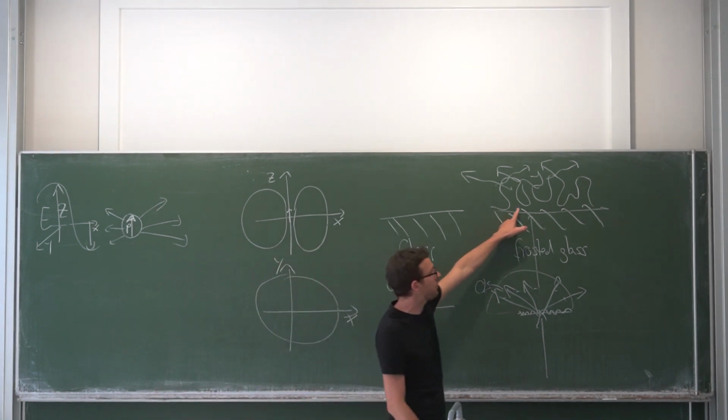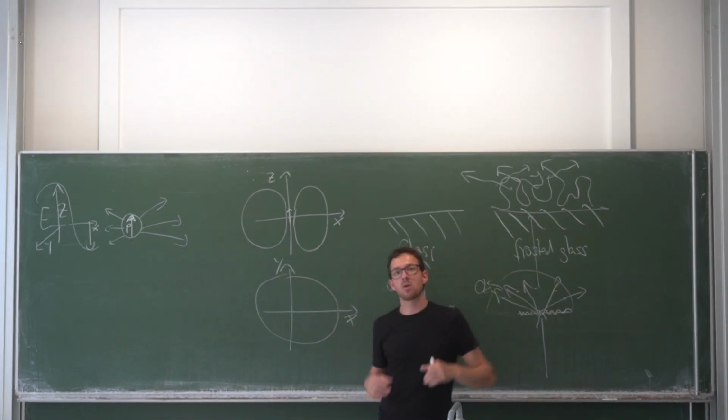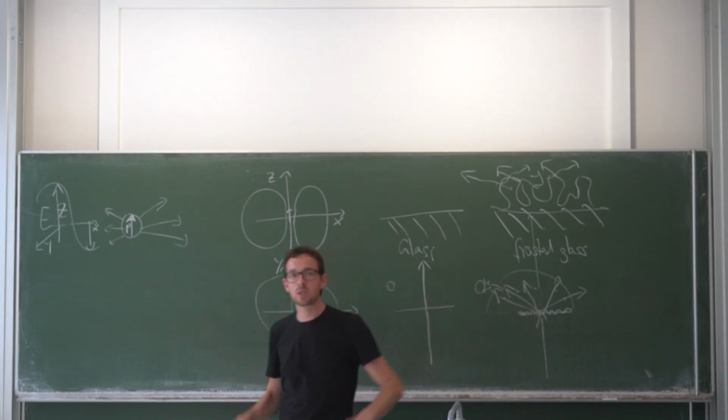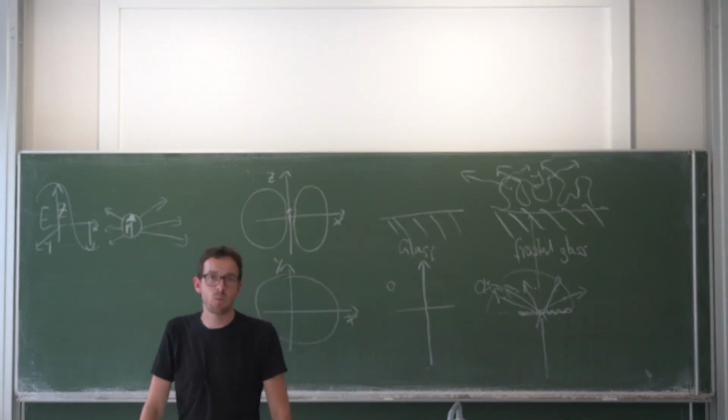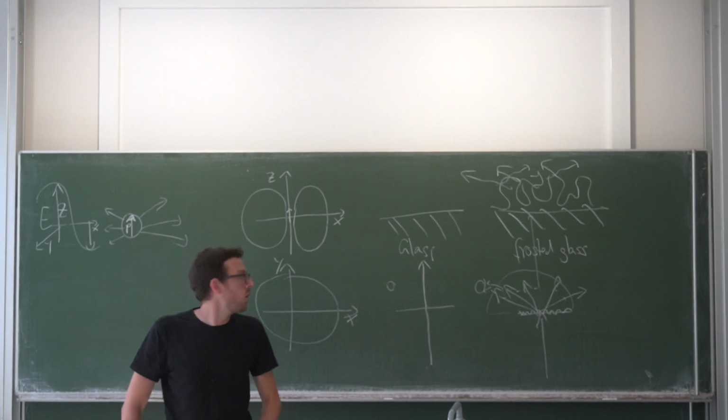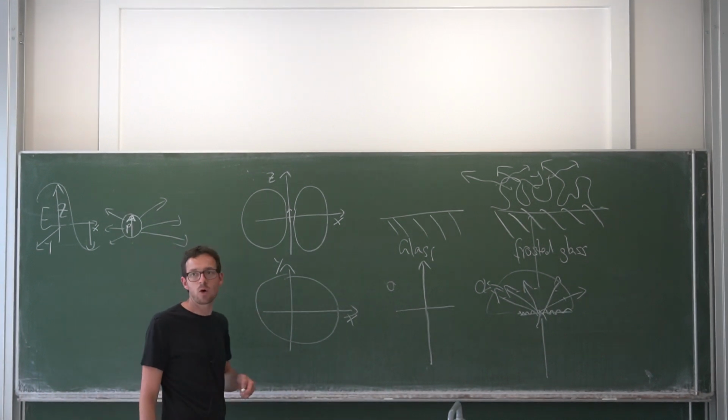It makes a rough surface so that the light that comes out of the light bulb is uniformly distributed in space, and that makes it much more pleasant to look at. Good, okay, so now what happens if you add water?